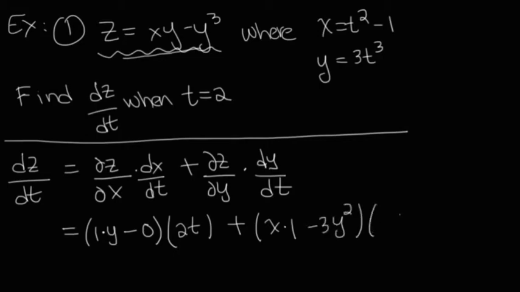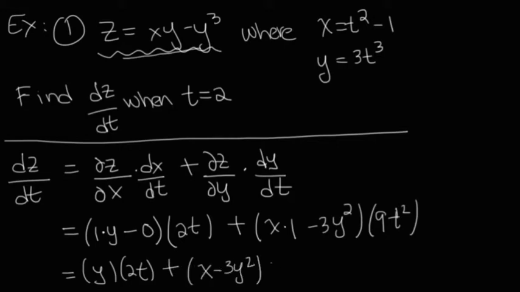Then we're multiplying it by the derivative of y with respect to t. So I'm taking the y equals 3t cubed, and I'm taking the derivative of that with respect to t, and that becomes 9t squared. Okay, so there's the derivative, and I'm just going to simplify it a little bit. So this is just y times 2t plus x minus 3y squared times 9t squared.